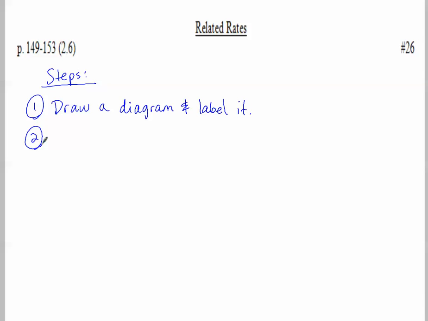Second, we have to figure out what they are asking us to find. Often in these questions, it's going to say find this at the instant when something is happening. So we want to note those things. Note the find, the when, and then there's going to be some given information from the problem, from the words.